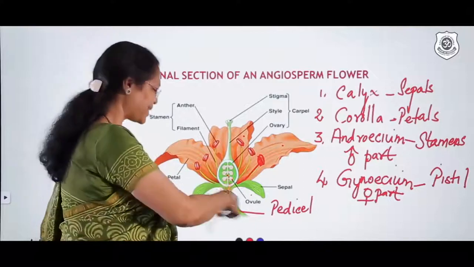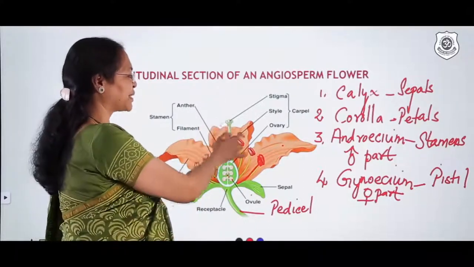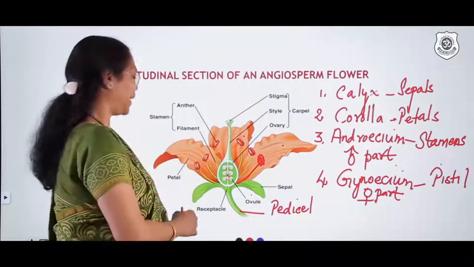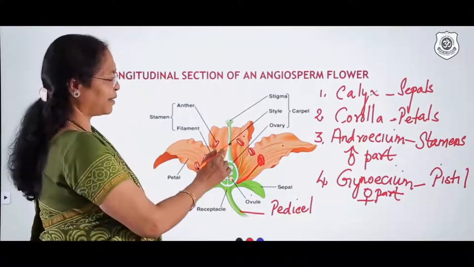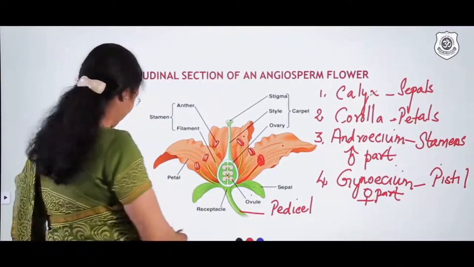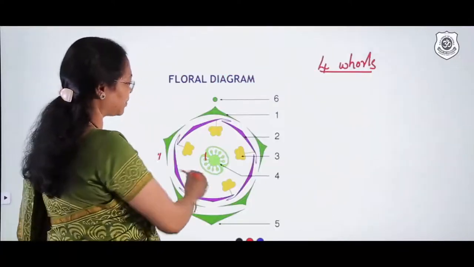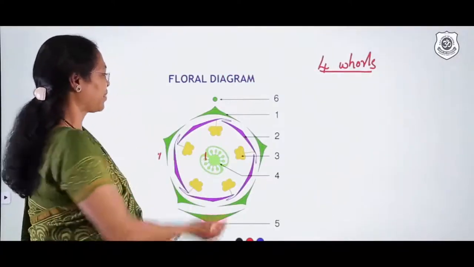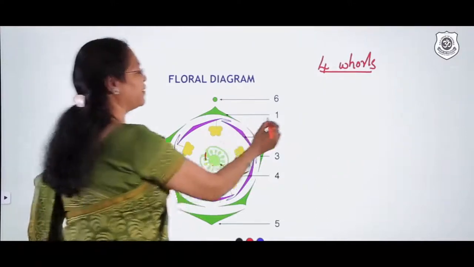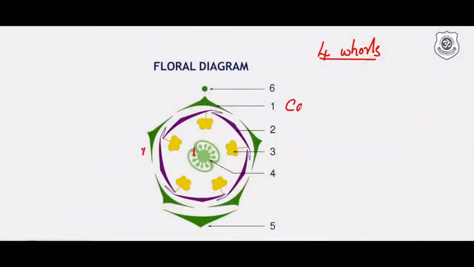So I'm just again giving you the details of the 4 layers, 4 different parts of a flower. So let me recall the floral diagram. We start with the outermost whorl. The outermost whorl is nothing but calyx. I'm just trying to sum up. So the outermost whorl is calyx.